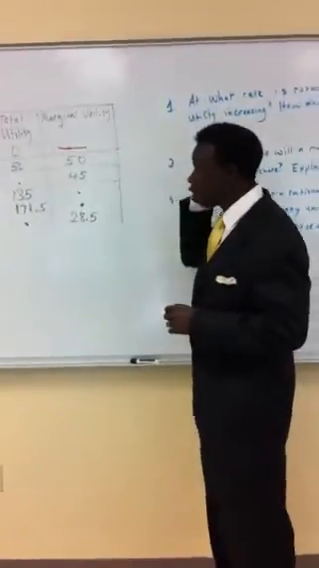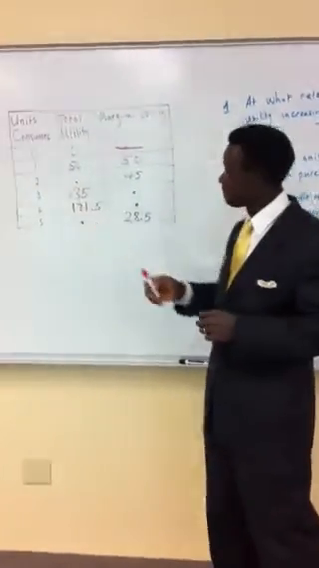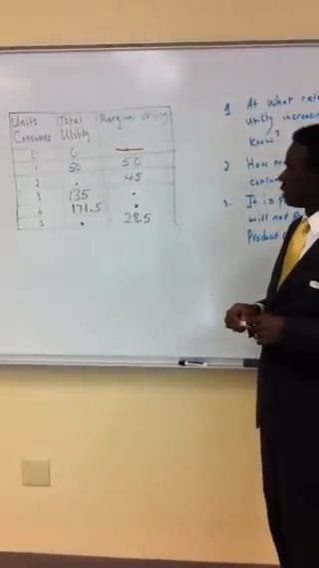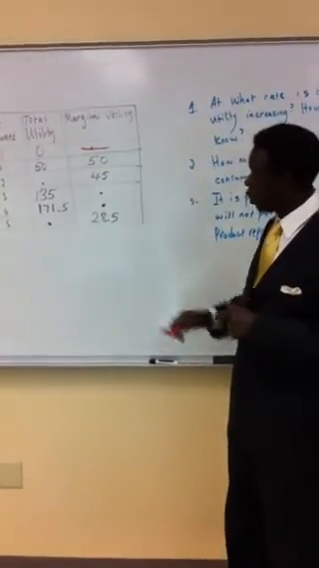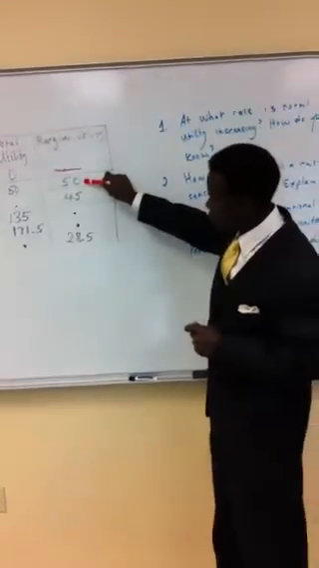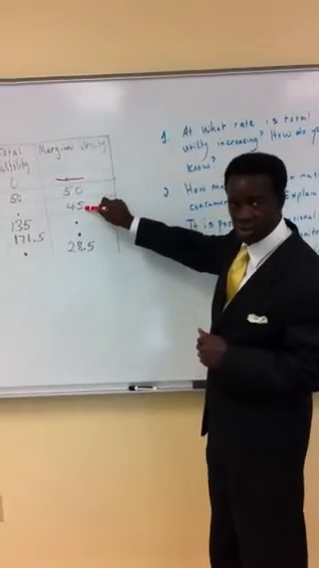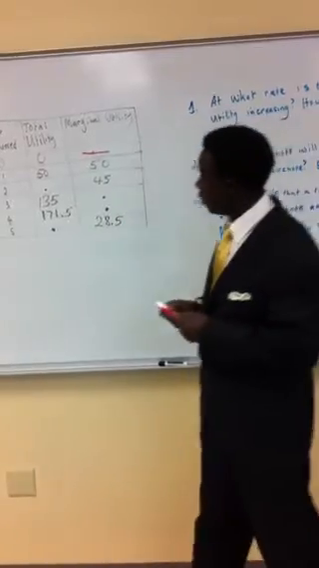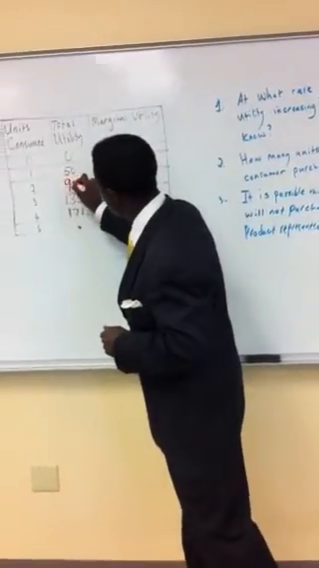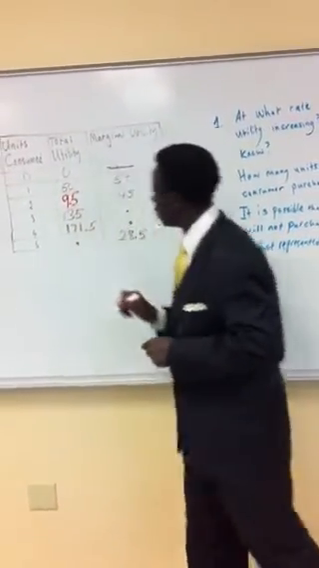Now, if you consume a second unit, total utility will be equal to the first marginal utility plus the second marginal utility. So 50 plus 45 will give you 95. So 95 will be here.